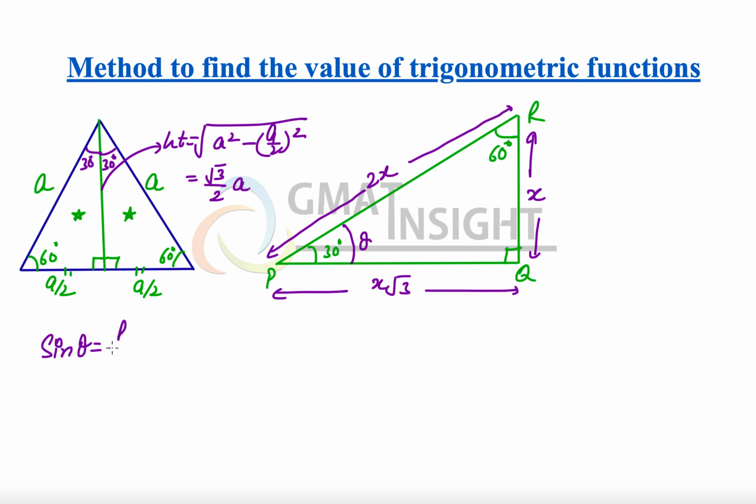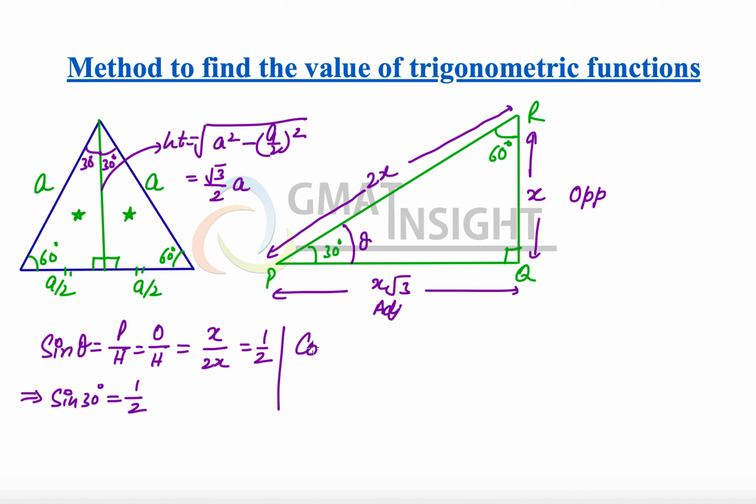Now that we have sine 30 degrees, let's quickly calculate the value of cos 30 degrees. For cos 30 degrees, it's equal to base over hypotenuse, which can also be represented as adjacent over hypotenuse, and the adjacent we know is x√3, so x√3 divided by 2x, so that ratio becomes √3 divided by 2.